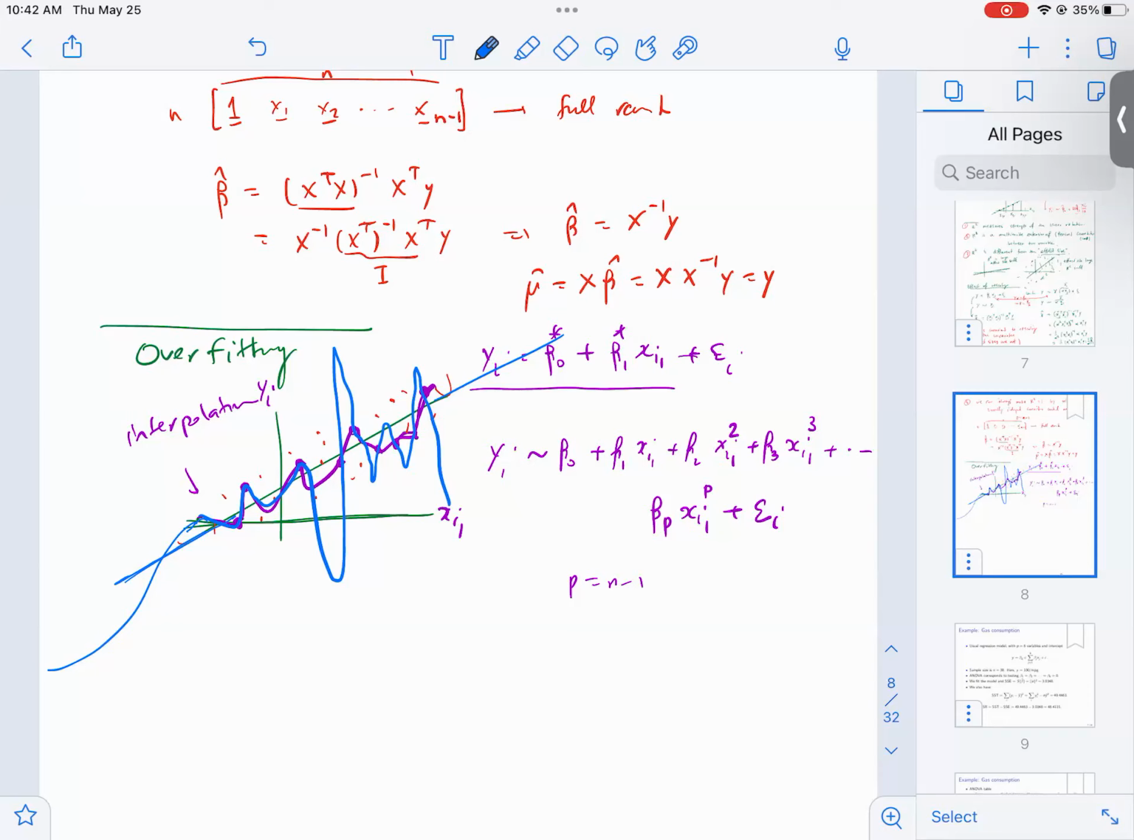So if the actual model is really a polynomial of degree n-1, then you're not really overfitting. But let's say the actual model is this, and I'm fitting a polynomial of degree 20, or let's say I have 50 samples with a polynomial of degree 49, then I'm overfitting because I'm fitting a much more complicated model.